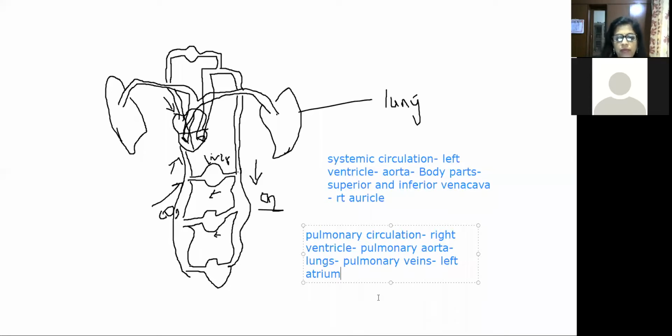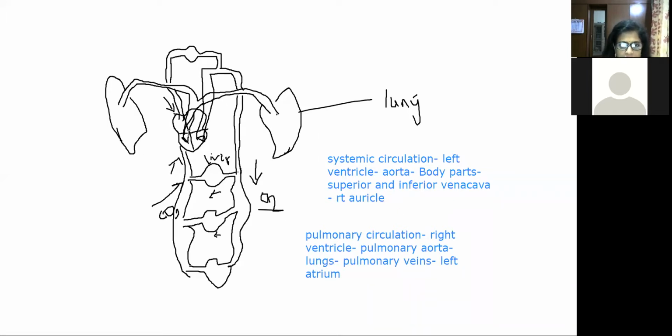So there are two types of circulations. One is systemic circulation, whose route is from the left ventricle to the aorta, and from the aorta to all body parts. First it's transporting to the brain. Then it is going down and transporting to the liver, pancreas, and abdominal organs, and returning back through the inferior vena cava and superior vena cava. Both are opening in the right auricle. That is systemic circulation.